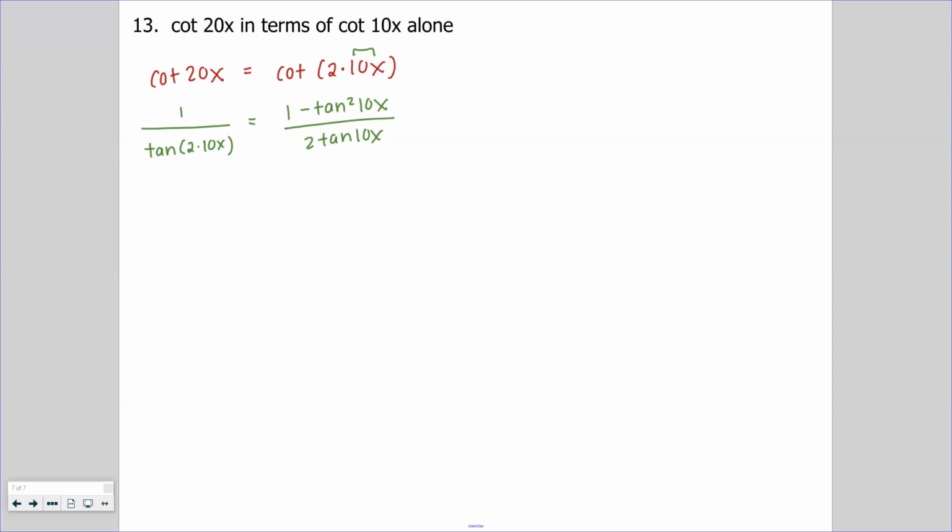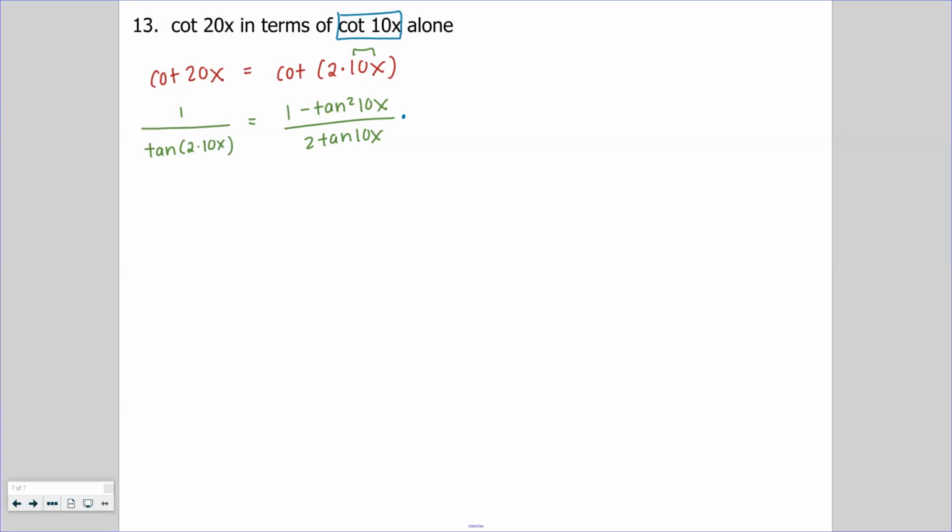But our final answer has to be in terms of cotangent of 10x, not tangent. So we've got to get rid of all of these tangents. I've got to find a way to clear all those tangents out so that our final answer is back in terms of cotangent. There are a couple of ways you could do this. I think the quickest and easiest way, in order to get rid of tangent, is to multiply by the reciprocal. In order to get rid of cosine, you multiply by its reciprocal. Same thing for sine. So we're going to clear these tangents by multiplying by their reciprocal.